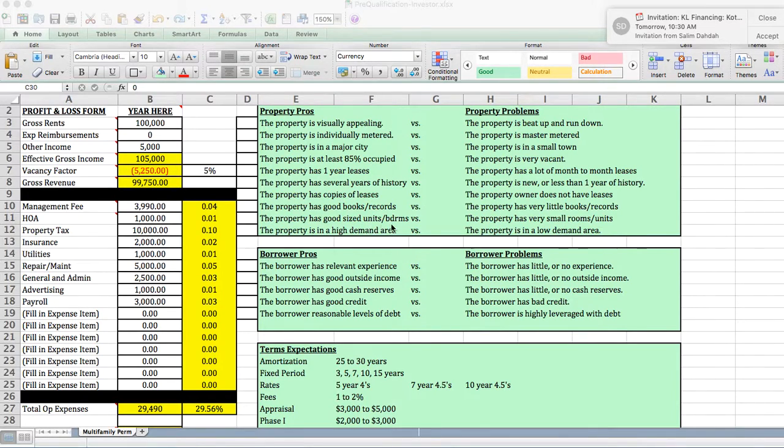The property has good-sized units and bedrooms versus very small units. Again, this could be a factor that comes into play, but just something to be aware of as you're utilizing that. The property is in a high demand area. Is there a high demand for this? That will be really manifested, so to speak, in the occupancy and such. But just, is there high demand? Is it a low demand area? So again, those are just some items to look at when you're sizing up a property.